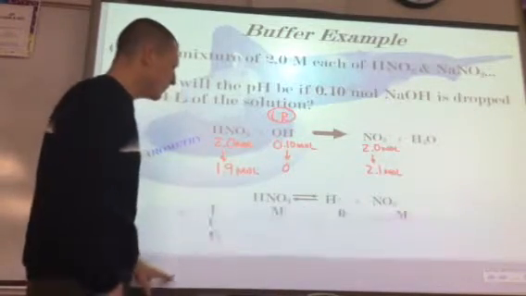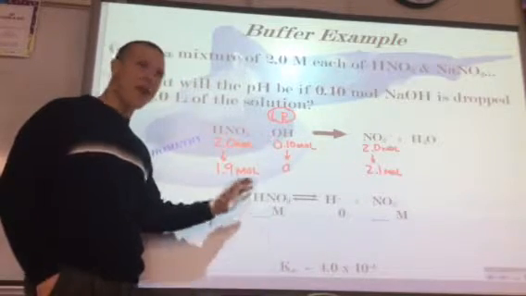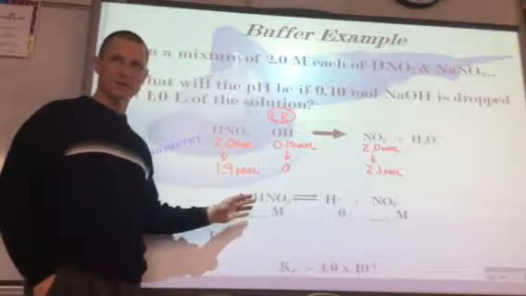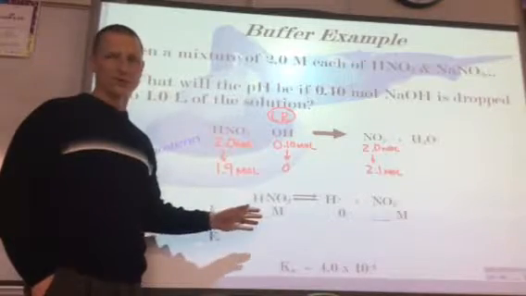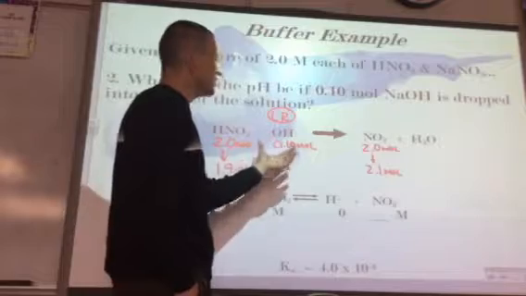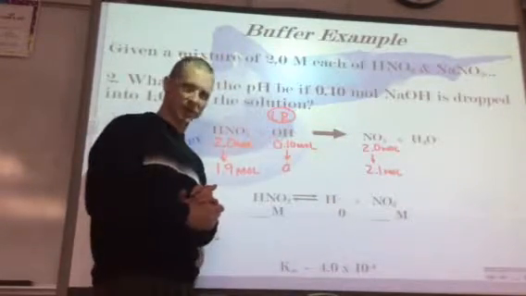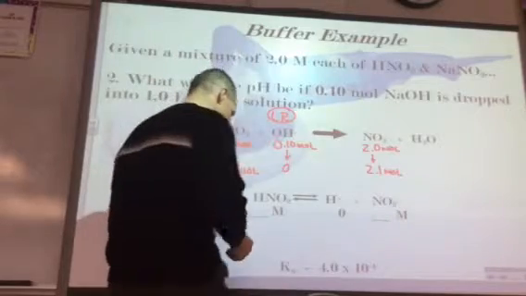So when you do an ice table using the K, you have to use the unit molarity. Don't forget about that part. So with the stoichiometry, you use moles, but then as soon as you're done with the stoichiometry, you know the final amounts of those. Then you plug it in as molarity to the equilibrium part.